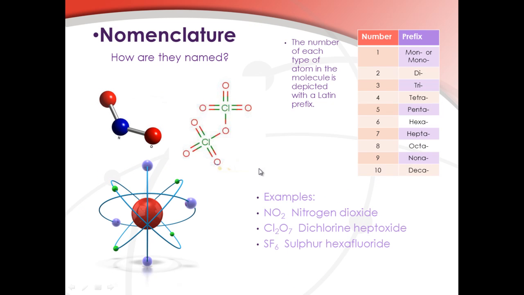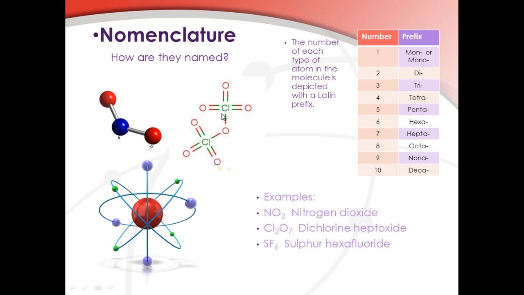Now, how do we name them? Well, there's a couple of examples here. We've got nitrogen dioxide here, and we've got dichlorine heptoxide. You can see that the nitrogen dioxide has a couple of bonds here, and we can see double and single bonds within one molecule of dichlorine heptoxide. So I'm sort of hinting at how they're named.